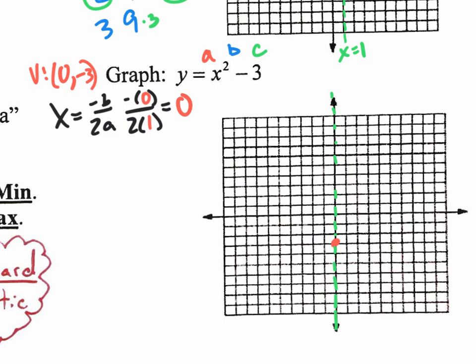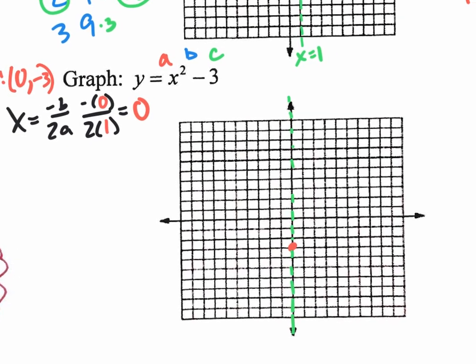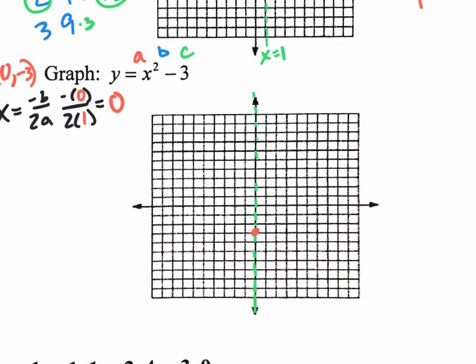But if they did ask you to find 2 other coordinates using an XY table, then of course you could plug in any 2 numbers that are on the same side of the axis of symmetry, like 1 and 2. So it's really easy. 1 squared is 1 minus 3. That would give me the output of -2. Plug in a 2 right in here. 2 squared is 4. 4 take away 3 is 1.